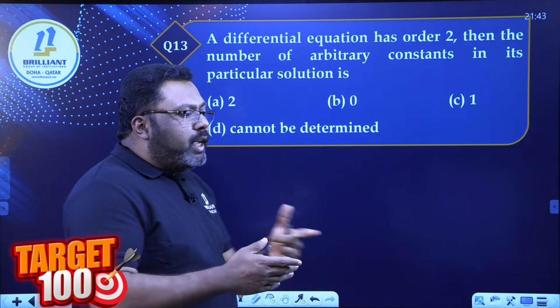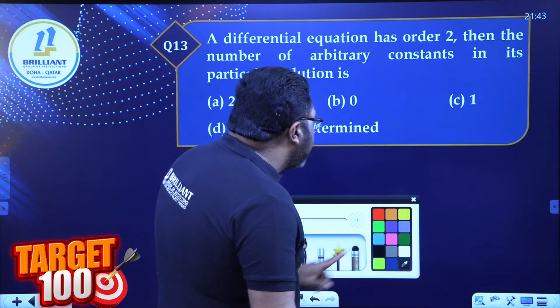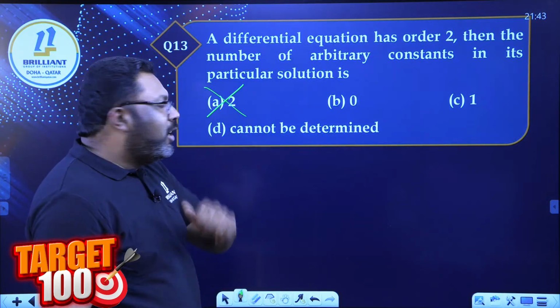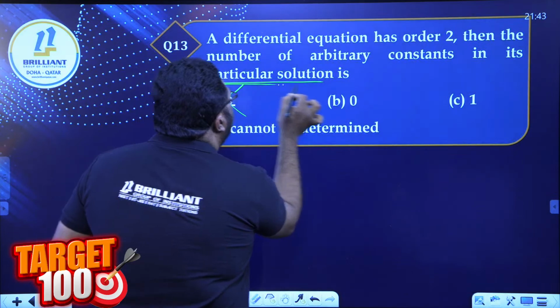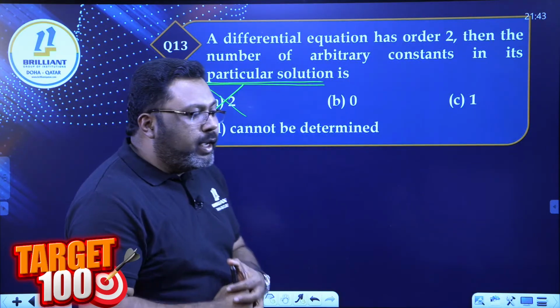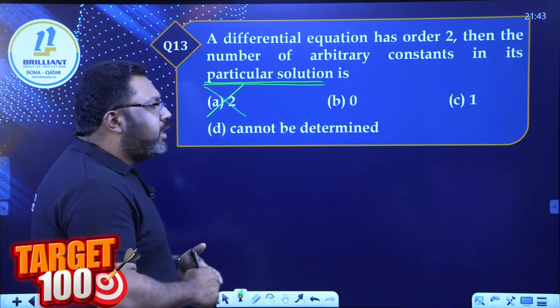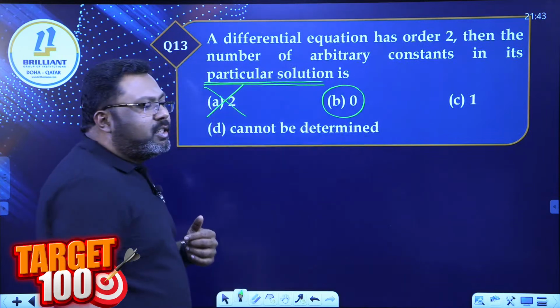Many of you are saying option A, but those who said option A, your answer is wrong. Please read the question. It's about particular solution. That's why I was waiting for the answer. Now you will never forget this. Yes, Sana, right answer. Yes, Dhruvil, right answer. It's option B. Number of arbitrary constants is 0.